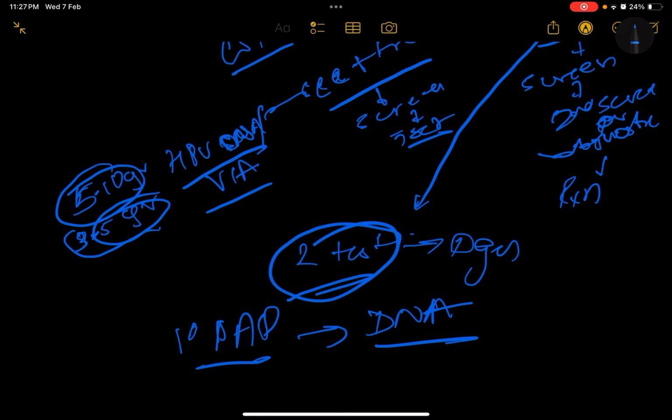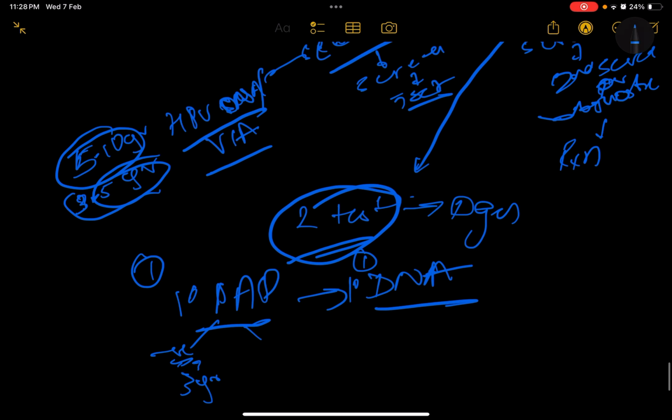If primary PAP is negative, you don't need to bother. If primary PAP is positive, you need to bother. Or what you could do is start with DNA and then go to PAP. It's quite interchangeable. So if you're starting with PAP as primary and it's negative, you're fine. Just do your regular 3 year screening. If it's positive, hold on, just hold your horses. If your primary DNA is negative, just repeat it after 5 to 10 years.